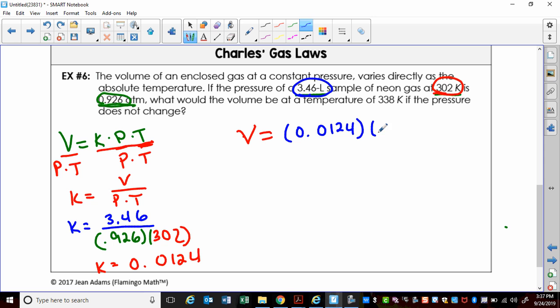0.926. And we are also given, oh, the temperature is 338 Kelvin. Just plug it in your calculator, guys. Tell me what your new volume is.